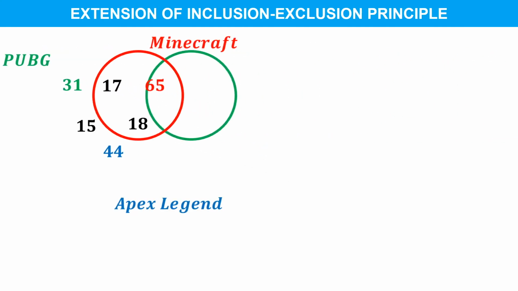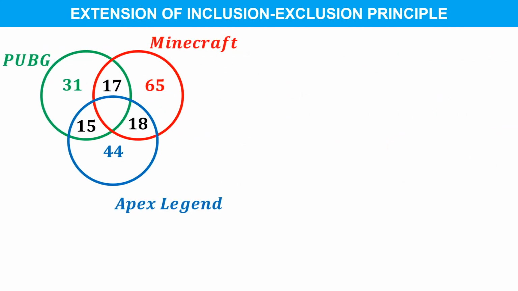Gumamit tayo ng Venn diagram para mas maging malinaw ang problem. Ang tatlong intersecting circles ay para sa tatlong online games. In the Venn diagram, we indicated the number of students who play only one online game. 31 students play PUBG, 65 students play Minecraft, and 44 students play Apex Legend.